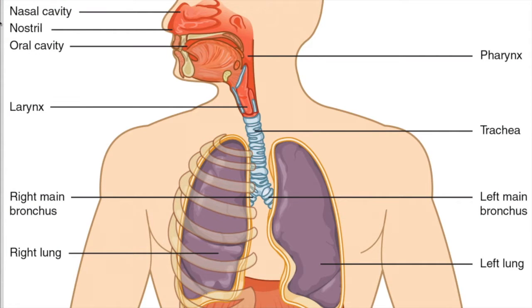Diseases and disorders of the respiratory system. A variety of diseases can affect the respiratory system, such as asthma, emphysema, chronic obstructive pulmonary disorder, or COPD, and lung cancer. All of these conditions affect the gas exchange process and result in labored breathing and other difficulties.